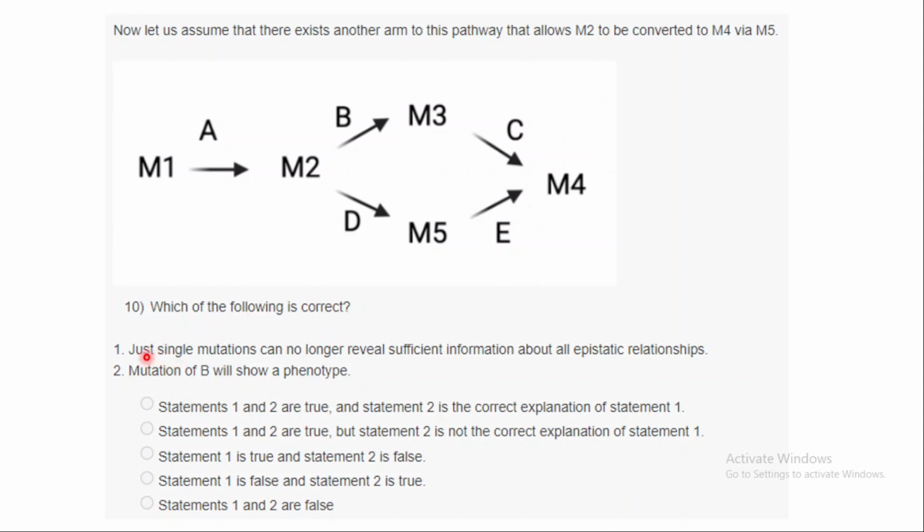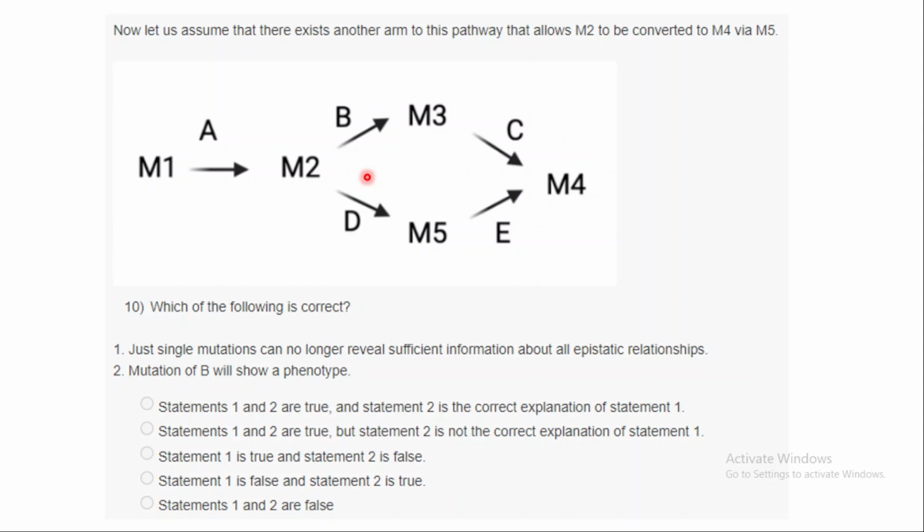Statement 1, just single mutations can no longer reveal sufficient information about all epistatic relationships. And statement 2, mutation of B will show a phenotype. These are the two statements, and you have a lot of options. Statement 1 and 2 are true, and statement 2 is the correct explanation of statement 1. Statement 1 and 2 are true, but statement 2 is not the correct explanation of statement 1. Then 1 is true and 2 is false. 1 is false and 2 is true. Both 1 and 2 are false.